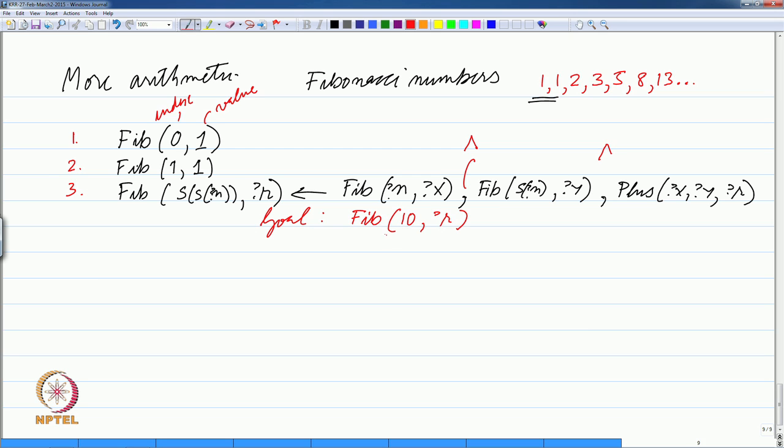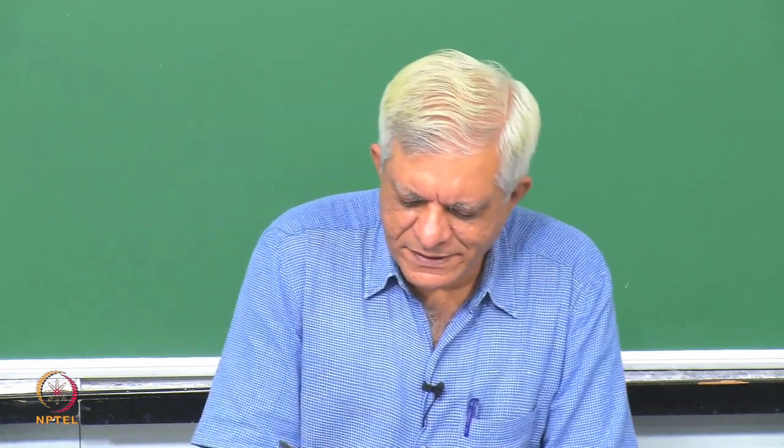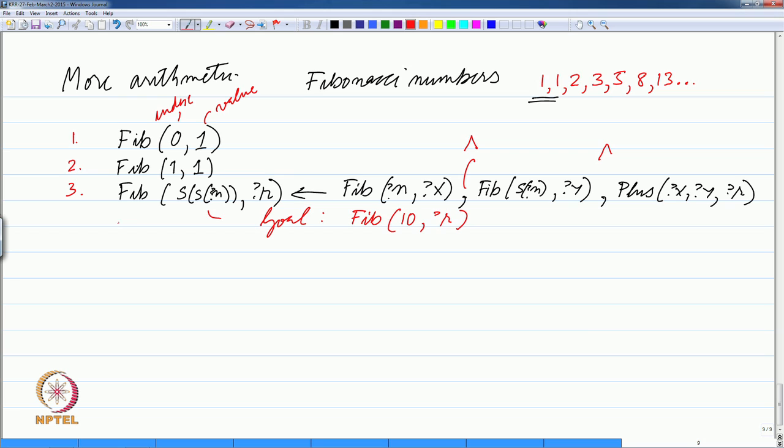Now, obviously, this goal, the 10th Fibonacci number, will not match the first statement, because that is talking of the 0th Fibonacci number. It will not match the second statement, which is talking about the first Fibonacci number. So, it will match this one with n equal to 8 essentially, because when n is equal to 8, successor of 8 is 9 and successor of 9 is 10. So, we are talking about the number 10. Now, we will break this down into the 3 sub goals which are the body of this particular rule.